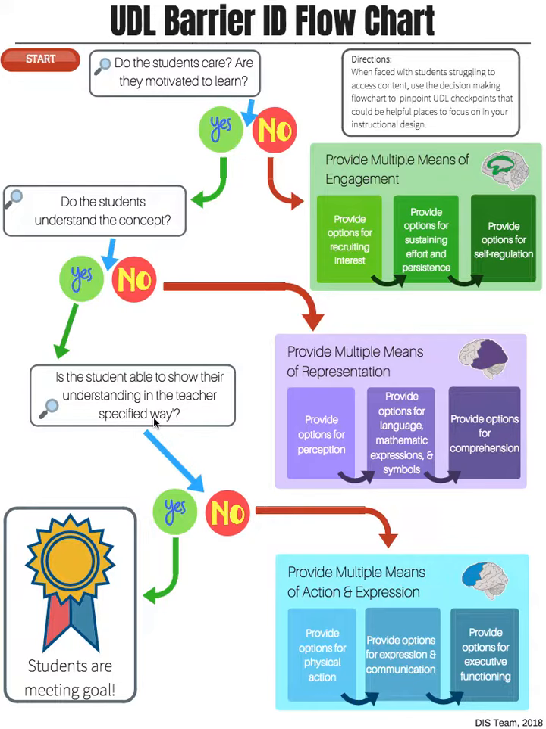Is the student able to show their understanding in the way the teacher wants them to show it? Meaning, the kid can show me with their voice, or they can show me if they draw out some sort of diagram, but when it comes to the way that I need them to show me, like eventually we need to get to the ability to write, then they fall apart. The answer being no, now we might need to go down here and provide multiple means of action and expression.